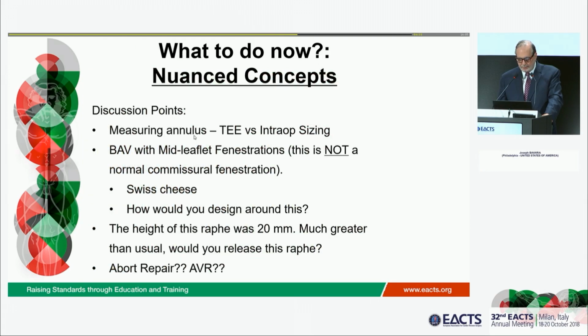And so the nuanced concept is about sizing. This is not a normal commissural fenestration. How would you design your operation around this? The height of the raphe was 20 millimeters, much greater than usual. Would you release this raphe, and would you abort, or would you not?